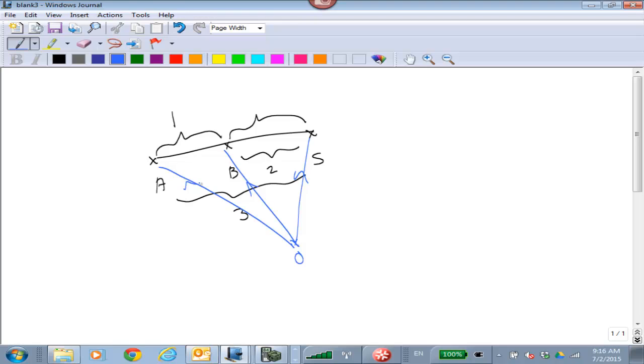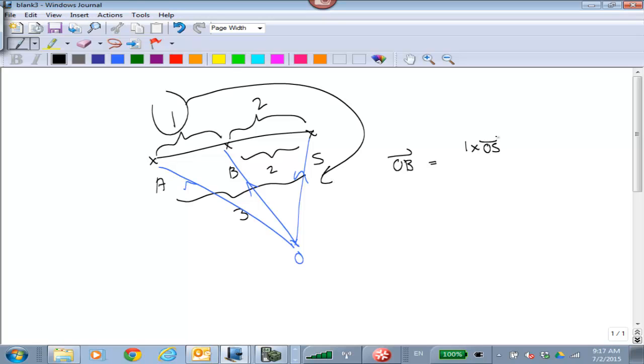So from here, the ratio theorem you usually just memorize. How to do it? Let's start it off. OB, which is the center vector, always start from the center vector, equals, this one is 1, this one is 2. 1 times the opposite vector. You always go to the opposite. OS plus 2 times OA divided by the total of the numbers, 3.